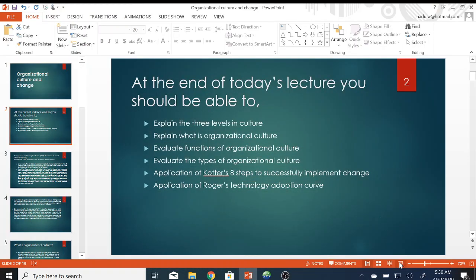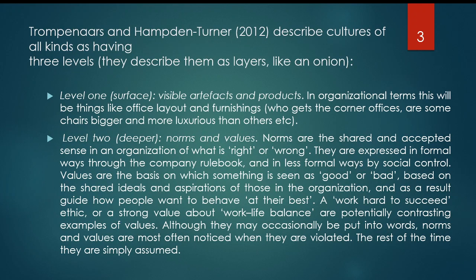Yeah, okay. So today we are going to first focus on the levels of culture. According to Trompenaars and Hampden-Turner, these two scholars, in 2012 they described cultures of all kinds to be of three levels. Basically, they described culture as more like an onion, and there are three layers in the onion. So level 1 is the surface. In an onion we can see the surface, no?